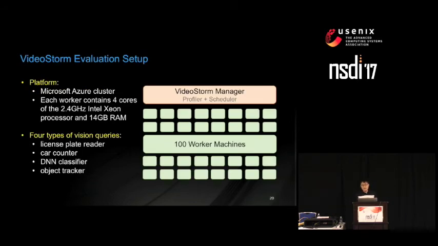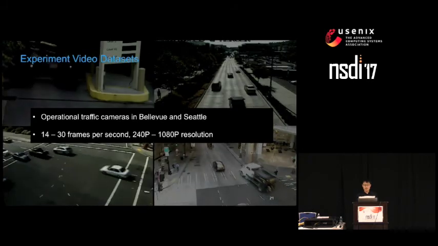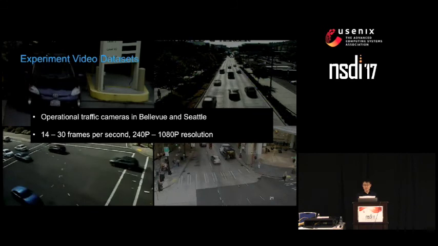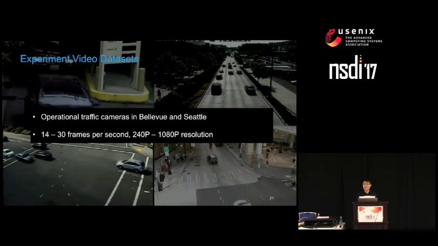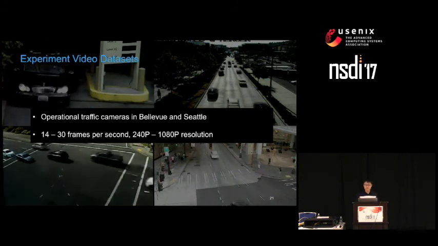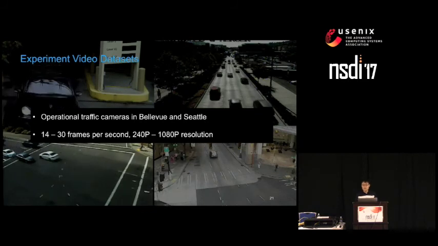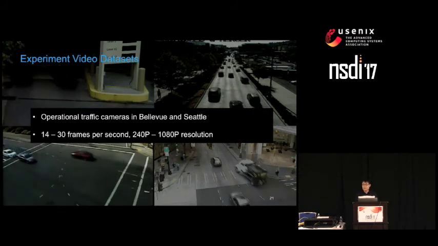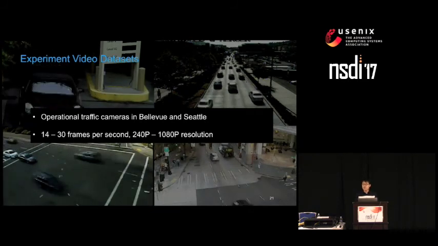We evaluate our system on 1 scheduler node and 100 worker nodes running on Microsoft Azure Cloud. 4 types of queries are used: license plate reader, car counter, DNN object classifier, and car tracker. The workload is a video dataset we collected from the cities we partnered with for 2 months in 2015. We streamed the recorded video at their original frame rates and resolution to mimic the live video streams.